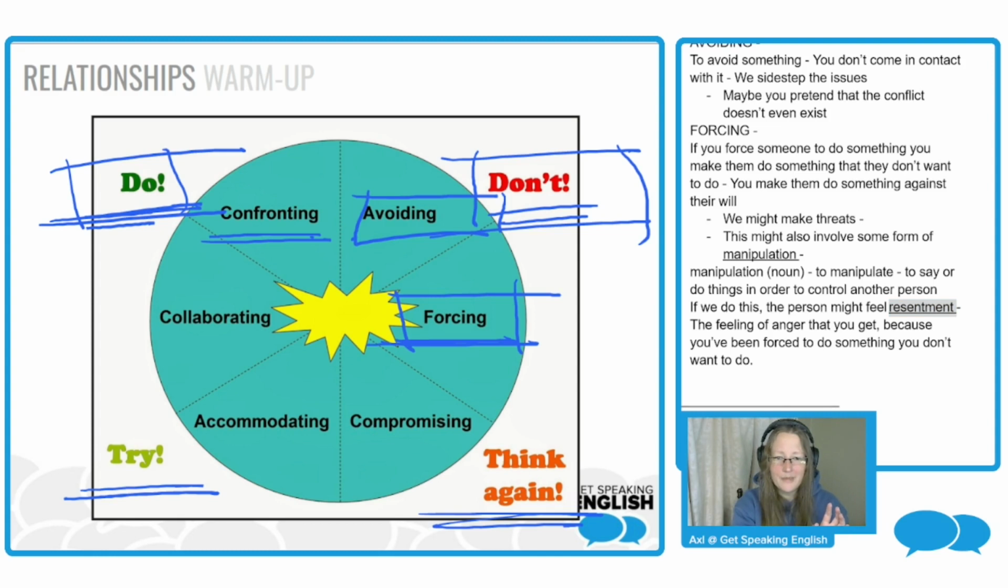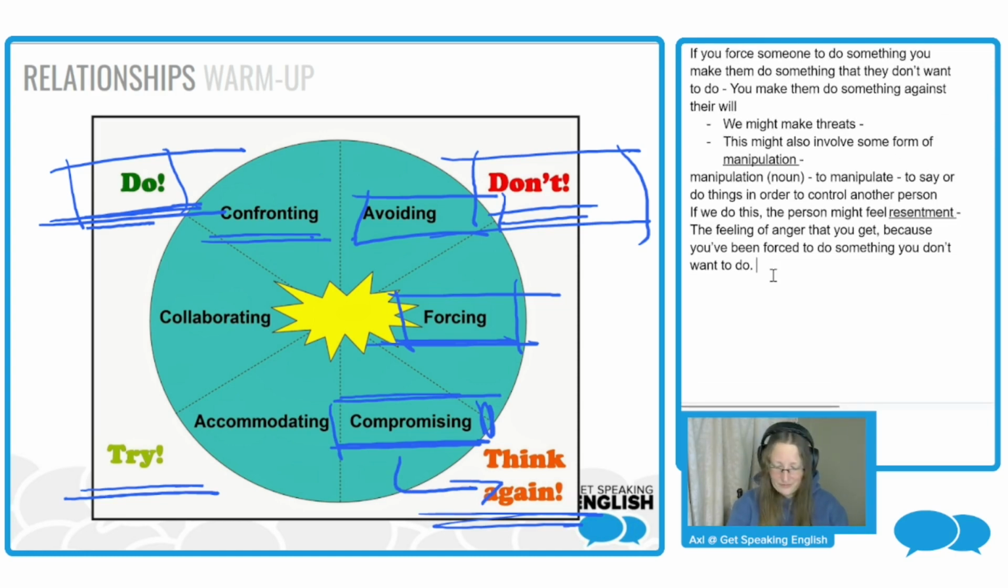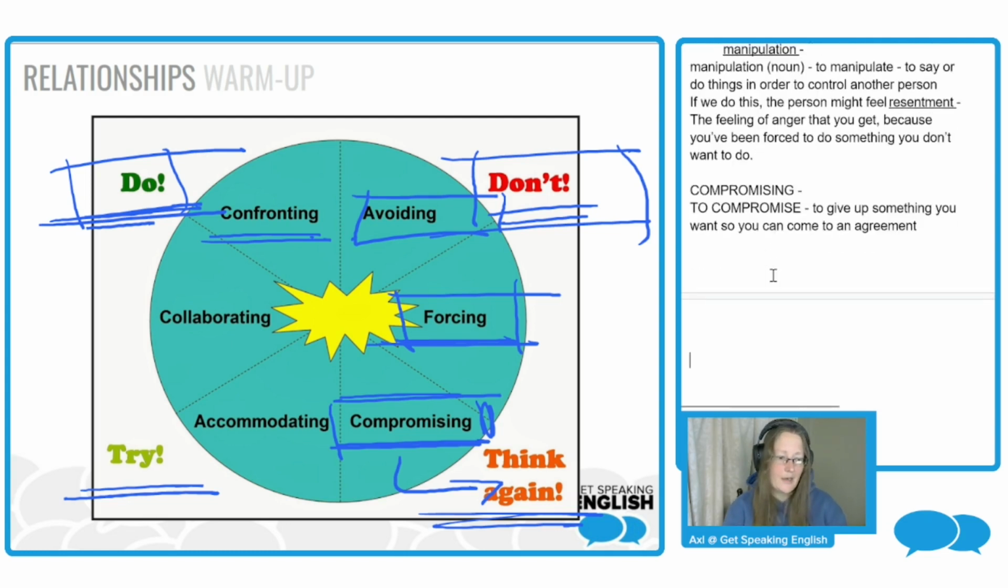Then we have compromising. And we have it in the think again category, which I thought was kind of interesting. And compromising, well, to compromise kind of means to give away something. Both parties typically give away something in order to find some middle ground, right? So basically, to give up something you want so you can come to an agreement.